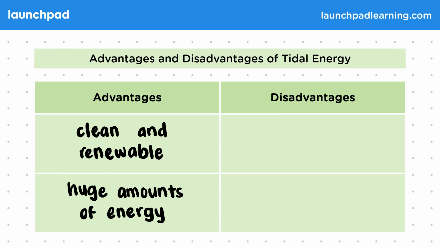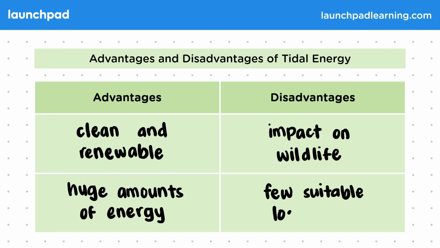However, the disadvantages are that it can have a big impact on wildlife. The barrages affect the flow of water, so they can change the migration and can change habitats of fish and other animals. There are also few suitable locations, as they work best in channels that are narrow and require an appropriate water depth. You aren't expected to know about tidal energy in as much detail as other renewable resources for your exam, but you should still be aware of the basic concepts behind it and some advantages and disadvantages.